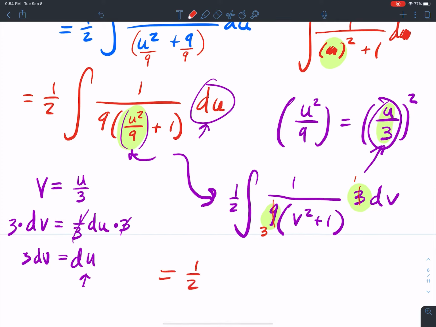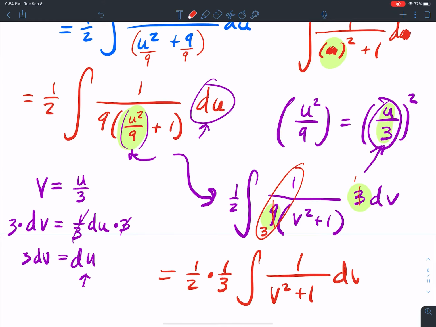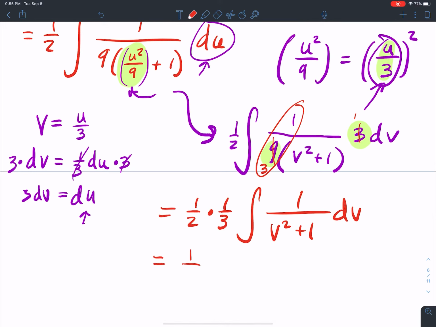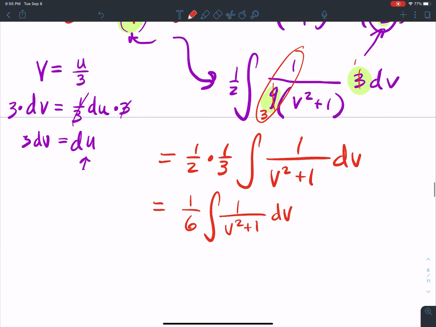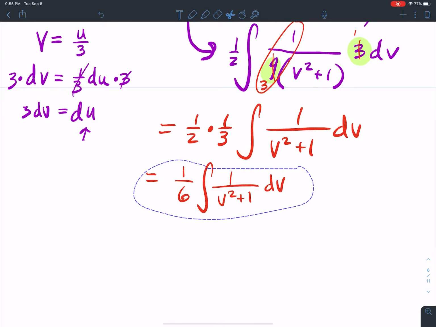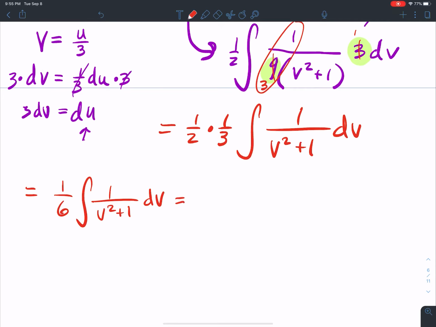So I have 1/2 times, and I'm going to pull the 1/3 out. 1/3 integral 1 over v squared plus 1 dv. So this is 1/6 integral 1 over v squared plus 1 dv. And I know that this integral is equal to 1/6, and then this piece here is the antiderivative, arctangent or tangent inverse of v plus c.